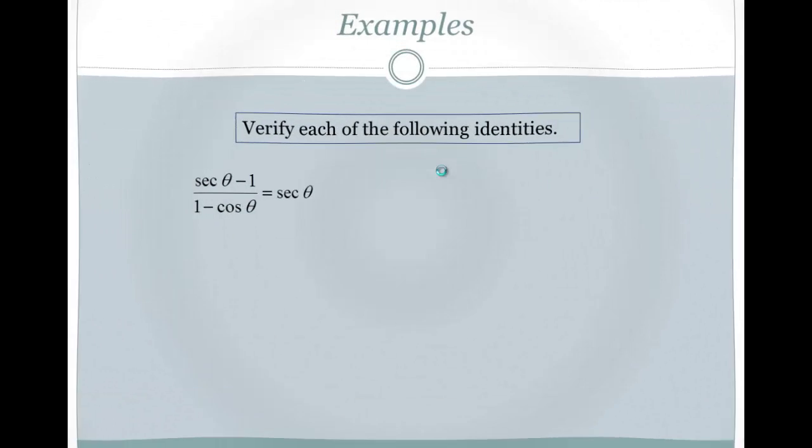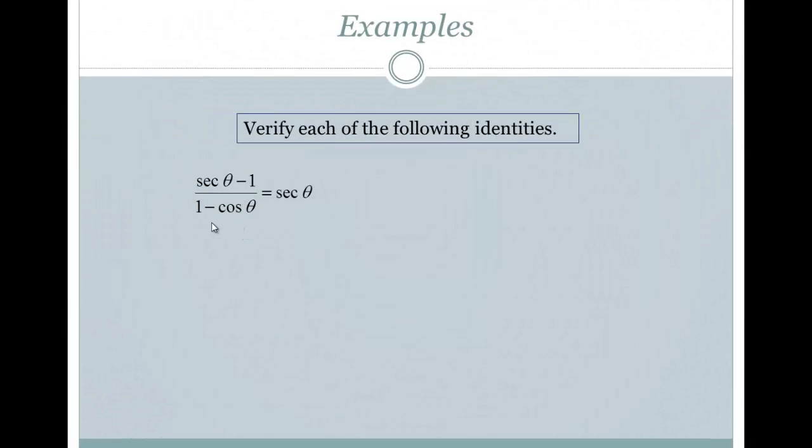Let's look at this first example. Secant theta minus 1 over 1 minus cosine theta equals secant theta. Again, the strategy is to start on the more complicated side. So obviously I'm going to start on this side. There's nothing jumping out at me on this side, so I'm probably going to start by converting the secant theta to cosines. If I do that, I get 1 over cosine theta minus 1.